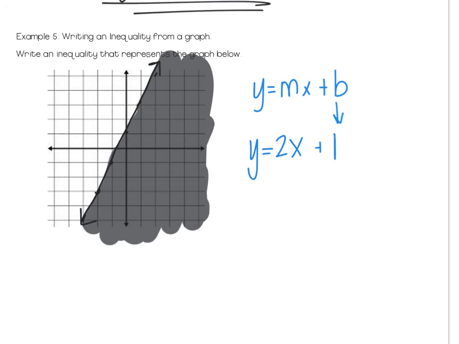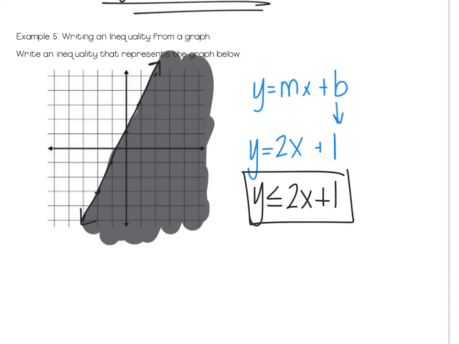Well, I have shaded beneath my boundary line, so it's going to be y is less than or equal to 2x plus 1. So my final answer is going to be y less than or equal to 2x plus 1. Okay. Have this filled out for class tomorrow, have it ready to be checked, and be ready to take a quiz.